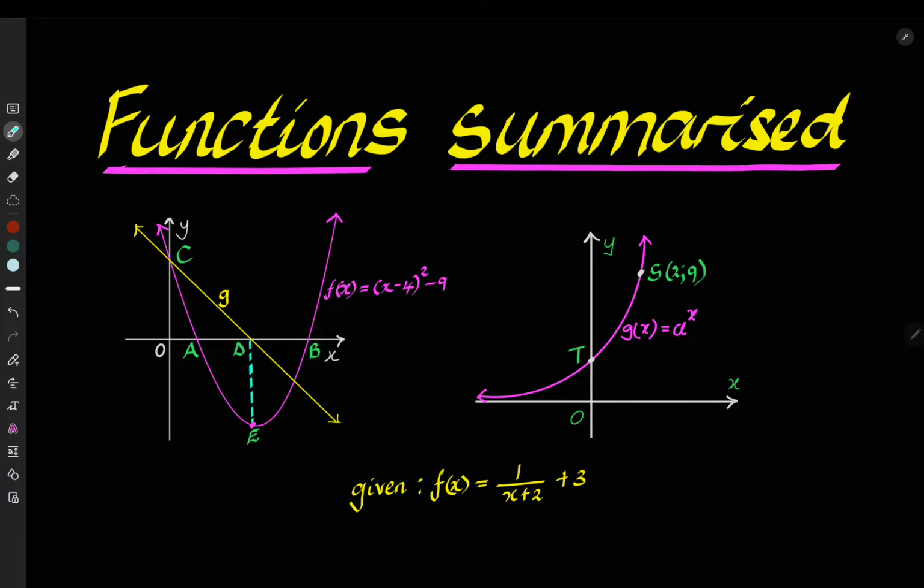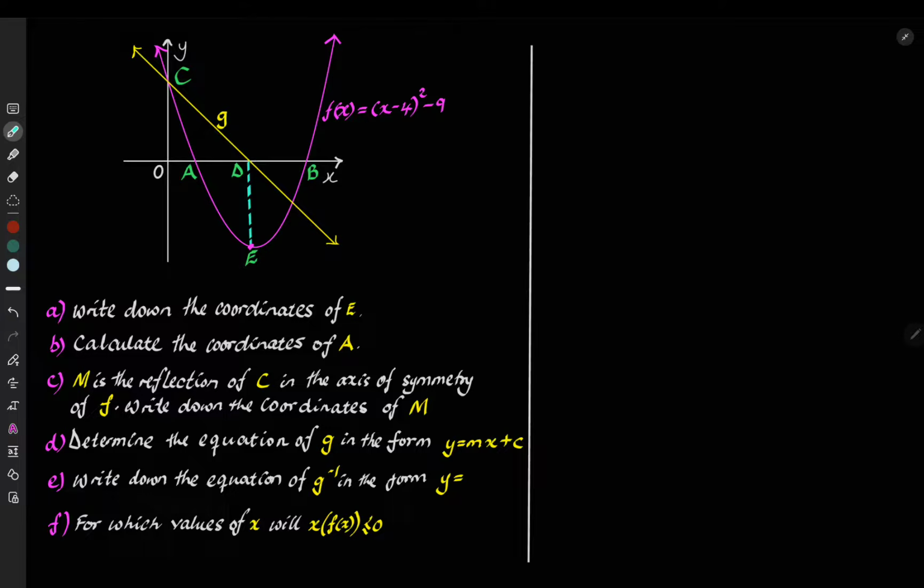The first example will be a parabola and a straight line. In this first example, we are given the function f of x is equal to (x minus 4) squared minus 9. We can see that pink graph, and that is a happy face parabola. We are also given the function g, which is a straight line, and the coordinates A, B, C, D, and E. A and B are the x-intercepts, and C is the y-intercept, and C is a common point for g and f. And E is the turning point of the parabola.